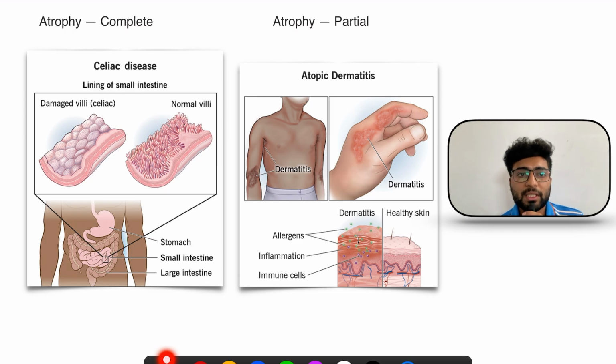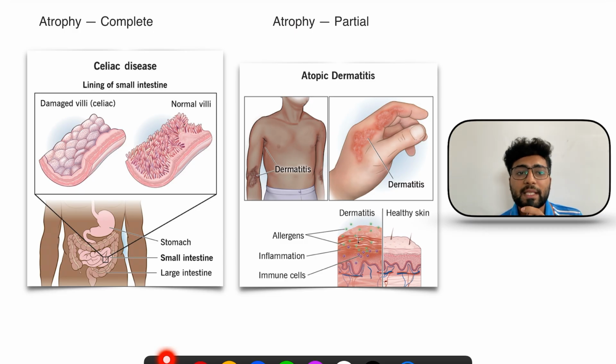See, this is celiac disease. In celiac disease, there is complete atrophy. Now, what is celiac disease? Let's learn that first. See, these are normal intestinal villi, and these are damaged villi in celiac disease. Why? Due to autoimmunity, the antibodies destroy these villi.